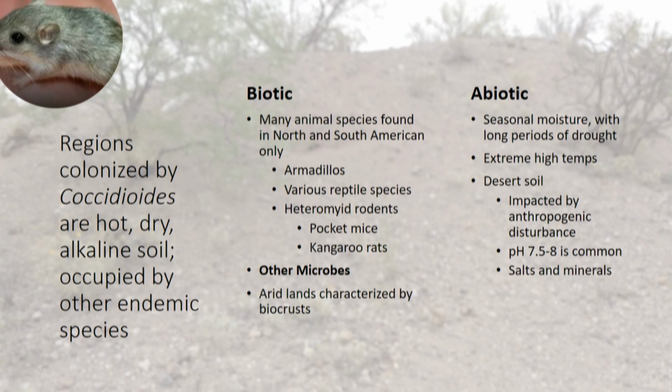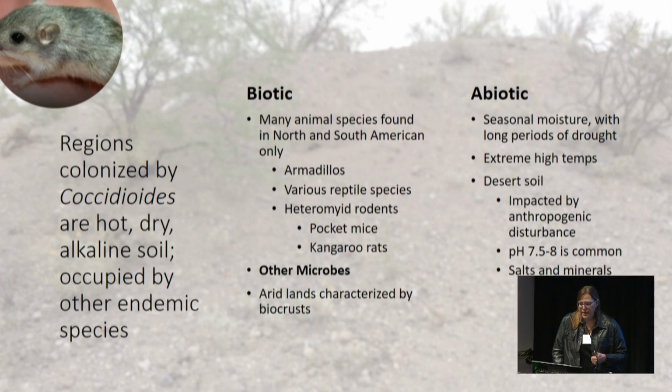So we need to start looking at some of these other microbes because arid lands are characterized by a structure called biocrusts. Biocrusts are natural organisms that grow on the surface of the soil and may represent a way that we can actually do ecological restoration in some of these sites. So that's work that's ongoing.